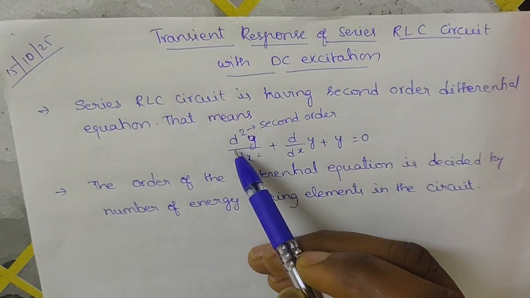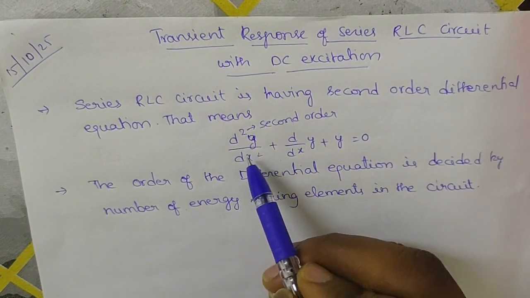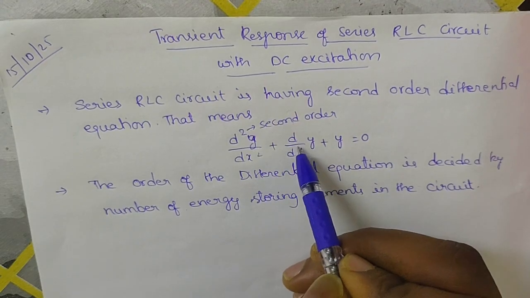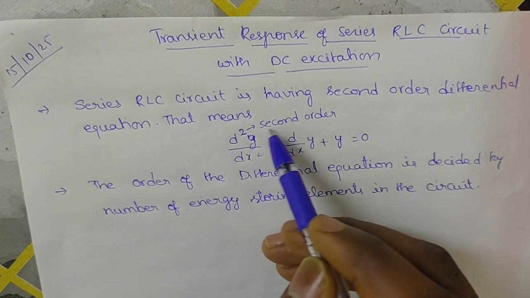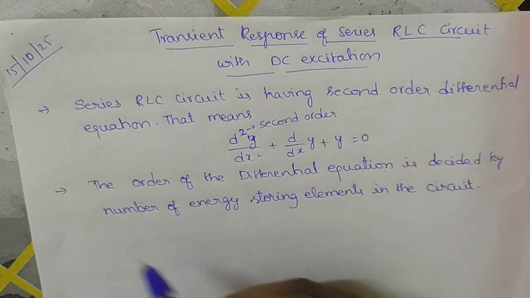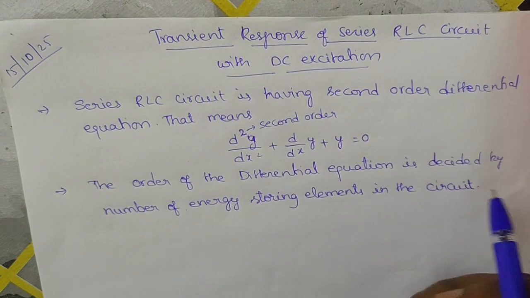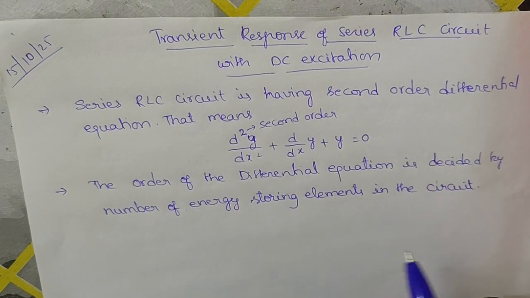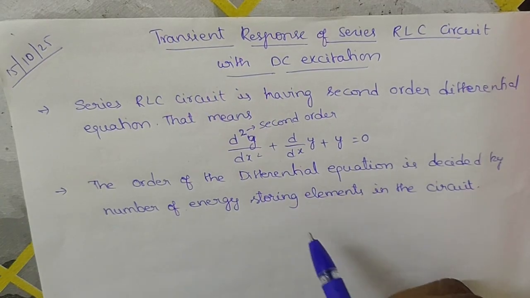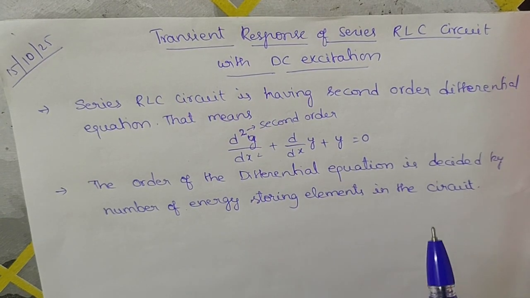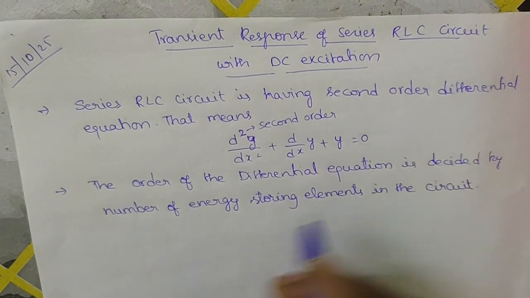Second order circuit in the sense that the differential equation obtained by applying KVL will look like d square y by dx square plus dy by dx plus y is equal to 0. The order 2 tells it is a second order differential equation. The order of the differential equation is decided by the number of energy storing elements in the circuit. That means if both energy storing elements, inductor and capacitor, are there in the circuit, then the order of the differential equation will be second order.